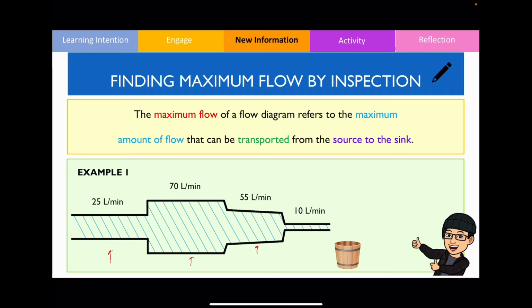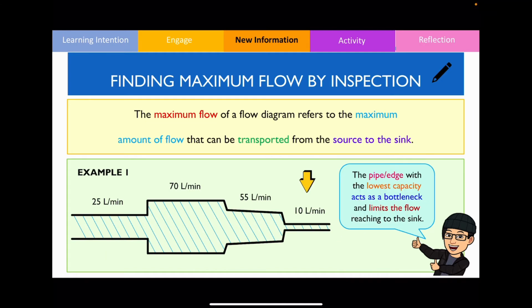If you analyze this system, what do you think is going to be the rate at which water will fill up this bucket? If you answered correctly, the bucket is going to be filled at 10 liters per minute. This is because this particular pipe is the smallest pipe in the system, and it restricts the amount of water that could reach the sink, in this case the bucket. So as described, the pipe or the edge with the lowest capacity acts as a bottleneck. That means it restricts or limits the amount of flow that could reach the sink.